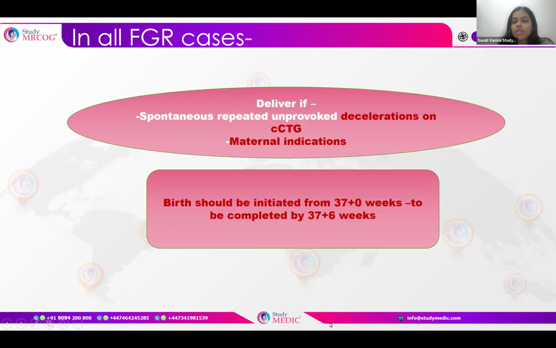Now, in general, for all FGR, if at any time on CCTG there are repeated unprovoked decelerations, or suppose lady develops maternal indications, like suppose she has developed APH, she is bleeding heavily, of course you have to deliver irrespective of any other monitoring. And just like all SGA had to be delivered by 39 to 39 plus 6, similarly, all FGR have to be delivered from 37 to 37 plus 6. Here, as soon as they reach 37 weeks, you have to start counseling them to initiate induction of labor or LSCS according to whatever indications, and the delivery should be completed by 37 plus 6 weeks.